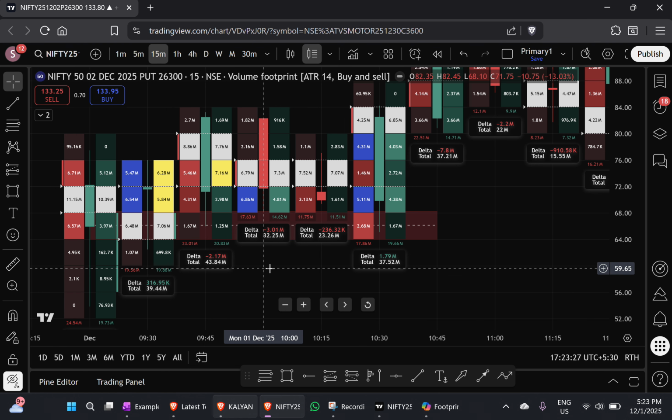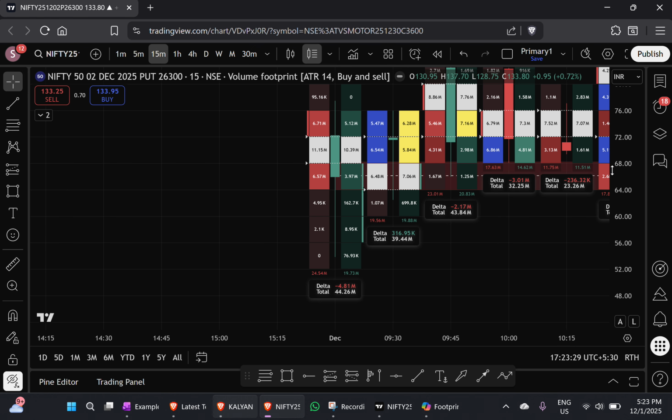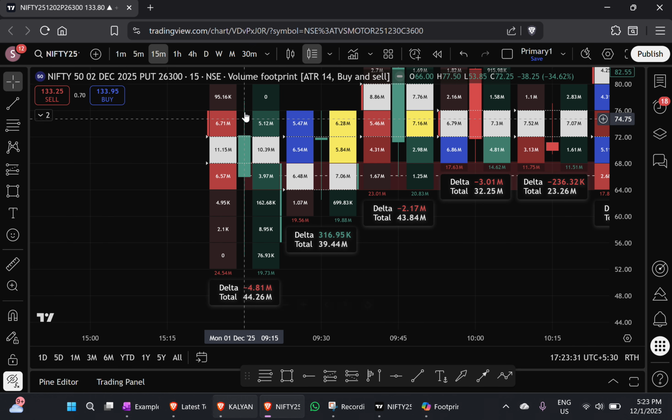Now come back to the topic, the footprint, and how I will analyze this. As I said, the first candle was delta 4.81 million. So that many contracts were sold, but the candle closed above the value area high, and there are multiple buying side imbalances. So it is saying that someone is buying here. But I do not like to just jump in like that. I'll wait for the next candle to print.